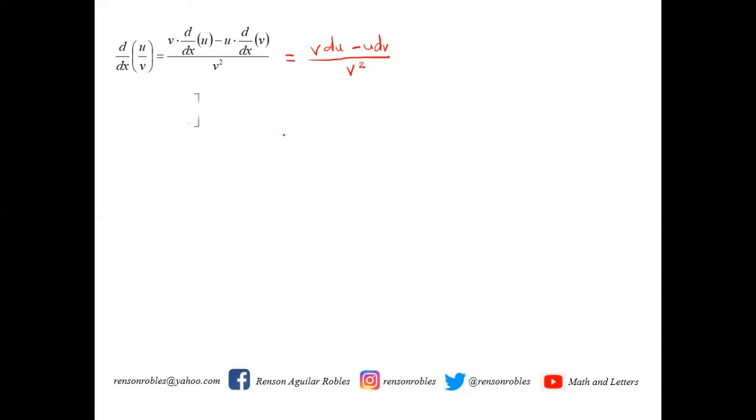And let's have some example. So this time, we wish to differentiate x plus 2 all over 2x minus 3. So here, this is our u, and this shall be our v. And then we have u is equal to x plus 2. V is equal to 2x minus 3. And then du dx, that's the derivative of u in terms of x, is equal to 1. And the derivative of v in terms of x is equal to 2.